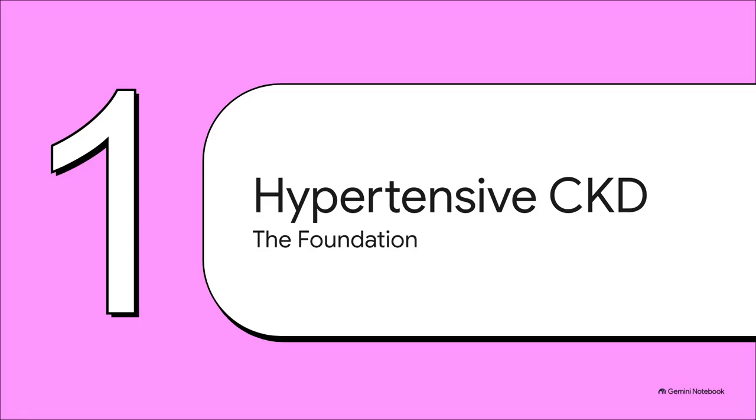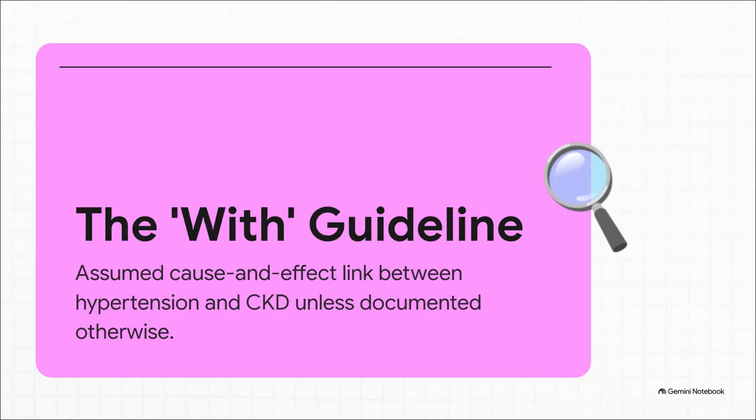All right, let's kick things off with Section 1, Hypertensive Chronic Kidney Disease, the foundation. So, the absolute most crucial point to grasp here is the WITH guideline. In the coding world, when hypertension and chronic kidney disease, or CKD, coexist in a patient's chart, you don't actually need the provider to explicitly write CKD due to hypertension. The ICD-10 coding guidelines automatically assume a direct cause and effect relationship. They are presumed linked. You treat them as a single combined condition for your primary code. It's a massive time saver, but you've got to know to look for it.